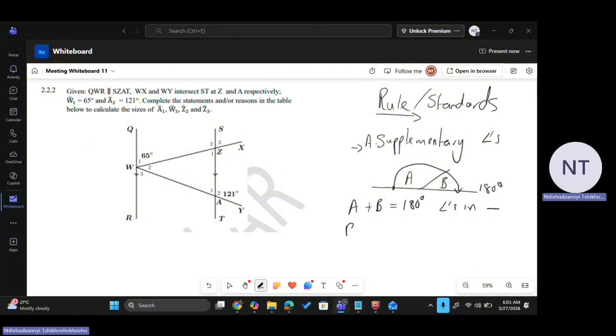Then B, we have complementary angles. If this is 90 degrees, then there are two angles in there, which are A and B. We can say A plus B is equal to 90 degrees. Then what's going to be your reason? Your reason is going to say complementary angles, or angles are equal to 90 degrees, right?